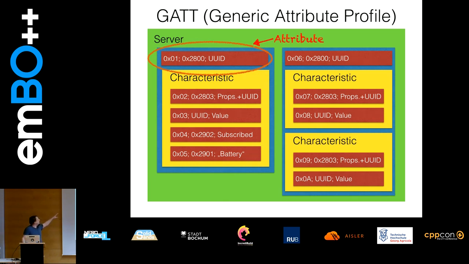So this GATT structure, this combination of services and characteristics, maps into an attribute table. This is a connection to the protocol I showed you before. The red boxes show attributes, where the handles, types, UUIDs, and values are all defined or encoded in attributes. So we have, in this example, an attribute server with 10 different attributes.